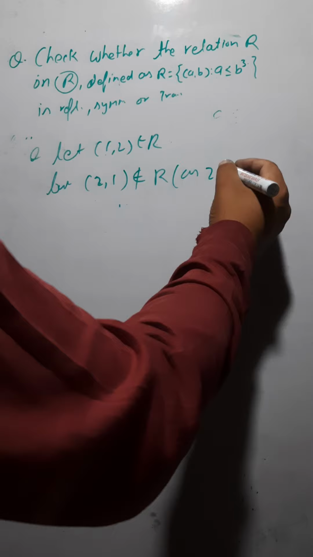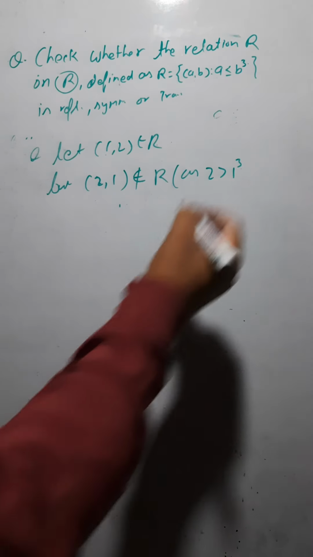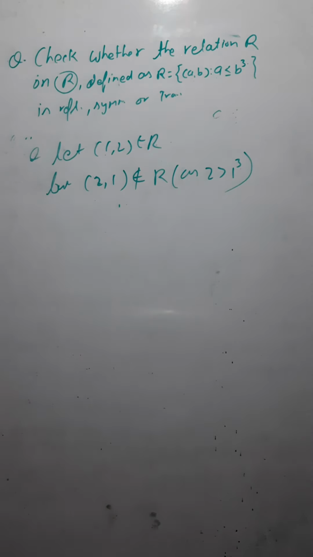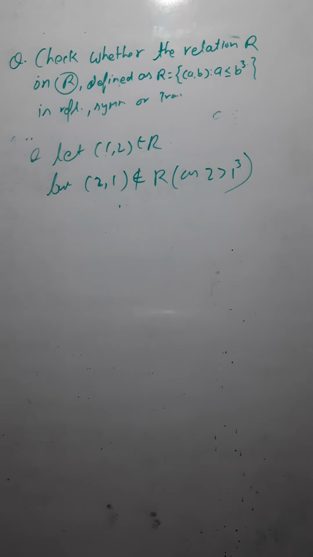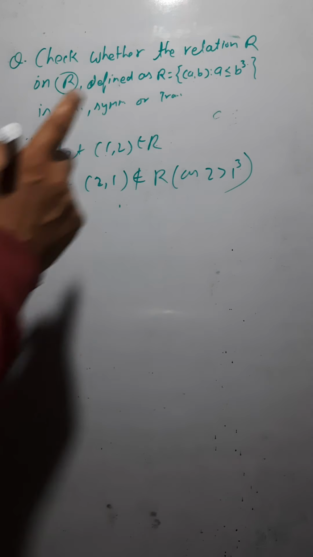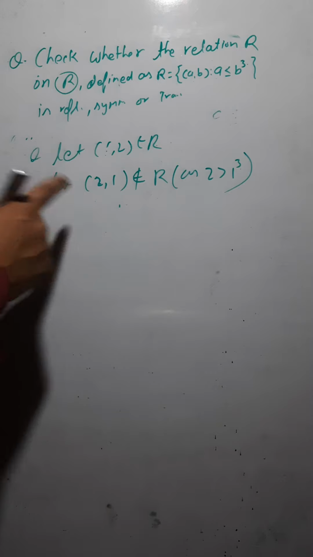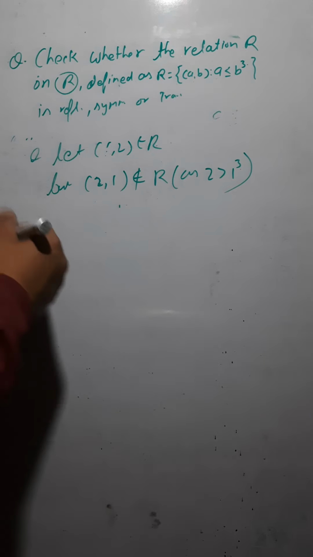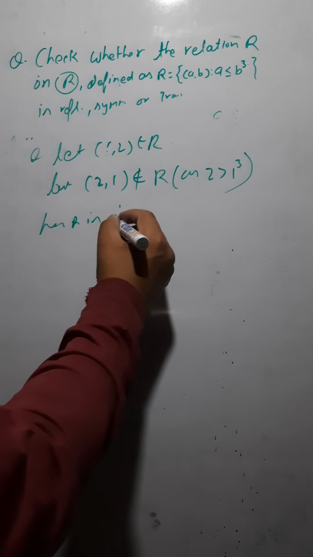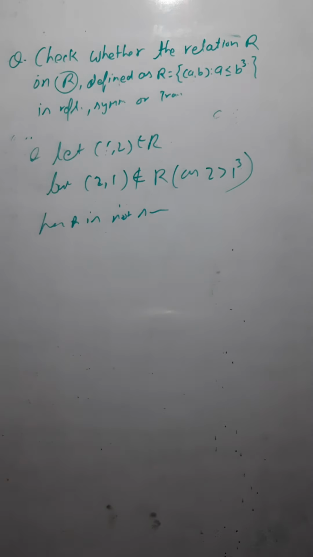2 is greater than 1 cube, isn't it? So it is not following the condition. Hence this one ordered pair is not there in the relation. So if this one ordered pair is not there in the relation, meaning the reverse of the first one, you would call what? You would call, hence R is not symmetric, isn't it?